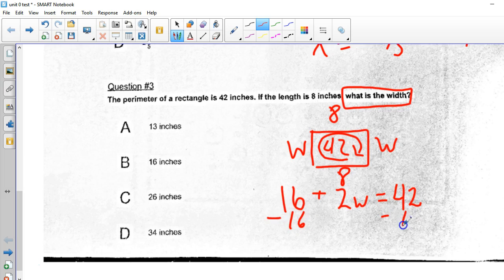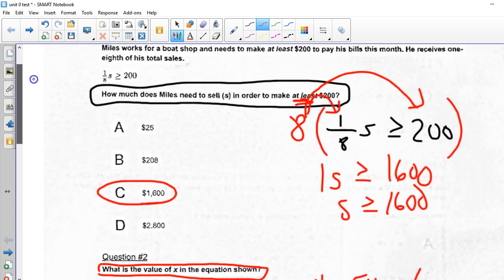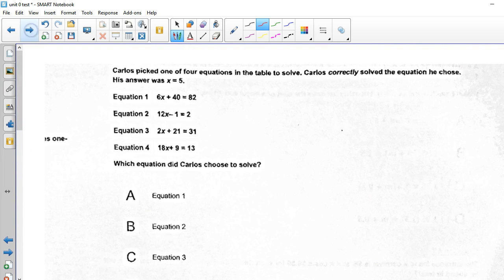Subtract 16 from both sides, and you get 2W equals 26. Divide both sides by 2, and you get W equals 13. So we're looking for something that's 13 inches for a width. There it is, using those buck strategies and the rules for solving equations.